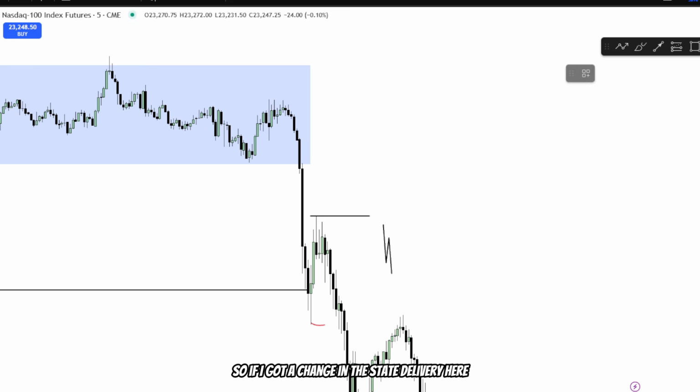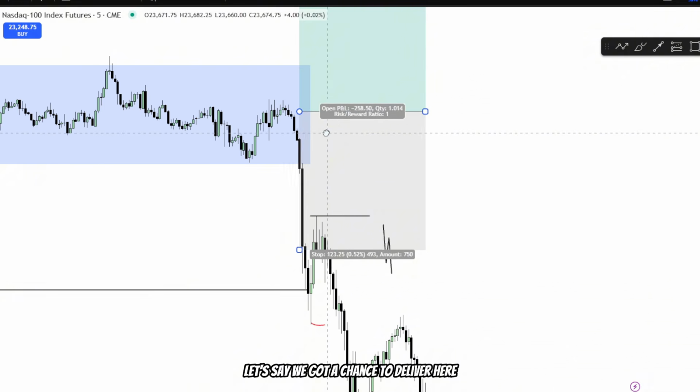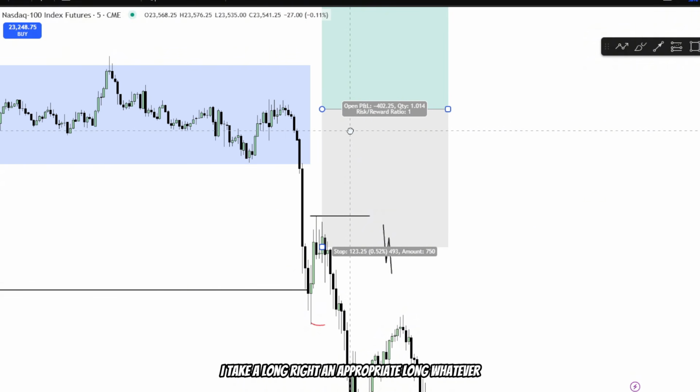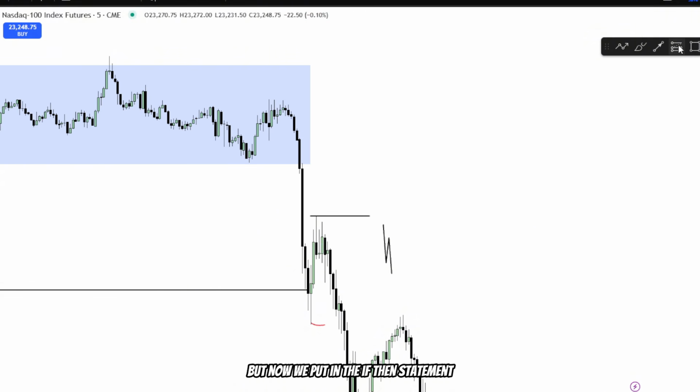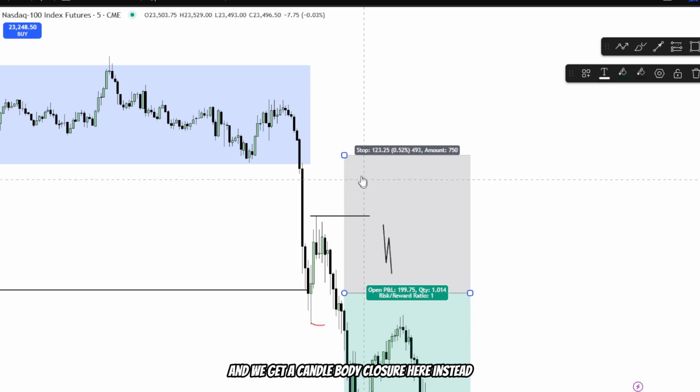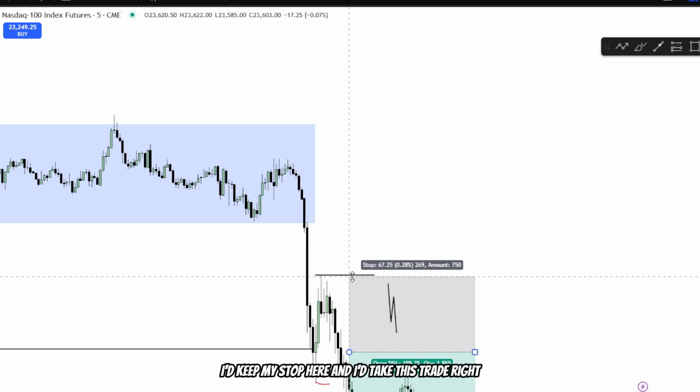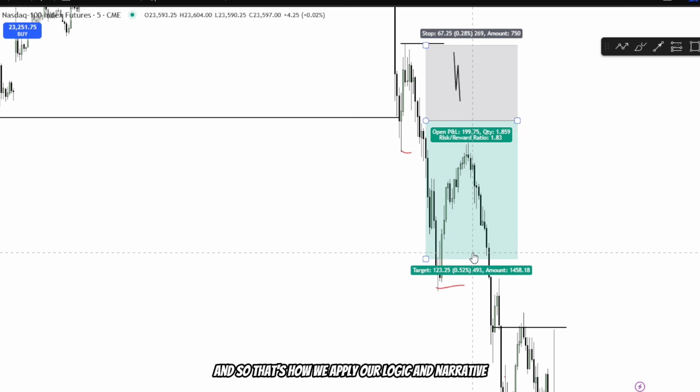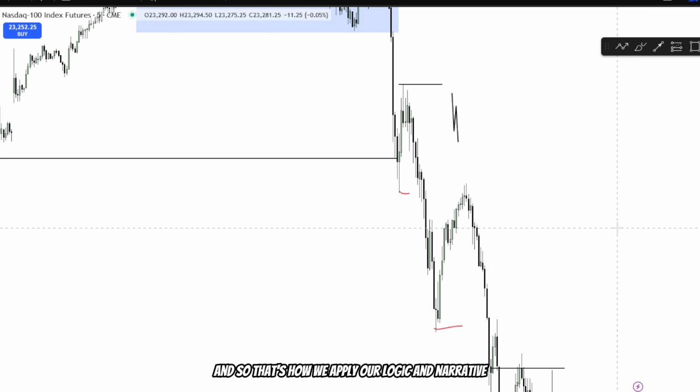So if I got a change in the state of delivery here, I take a long, right? Let's say we got a change in the state of delivery here, I take a long, right? An appropriate long, whatever. But now we put in the if-then statement. If that doesn't happen and we get a candle body closure here instead, I'd keep my stop here and I'd take this trade, right? And so that's how we apply our logic and narrative, right? And because we have that plan, because we can analyze the charts and do that, then we can be prepared for any scenario the market actually wants to go in, right?